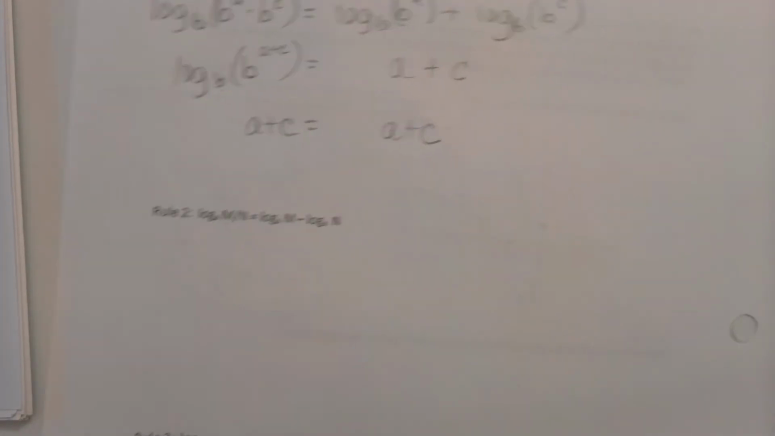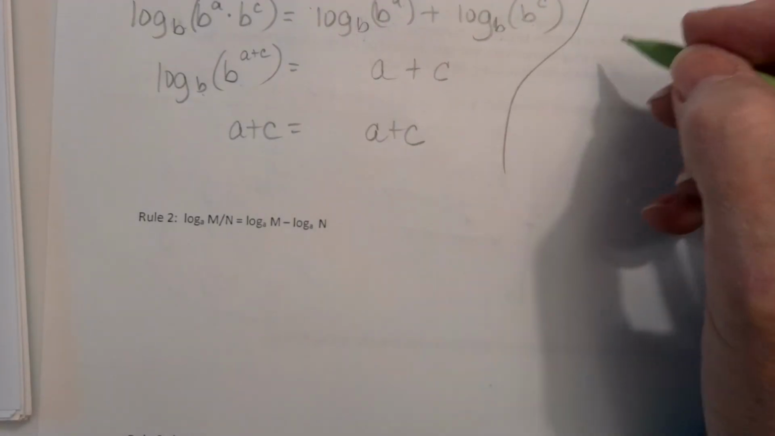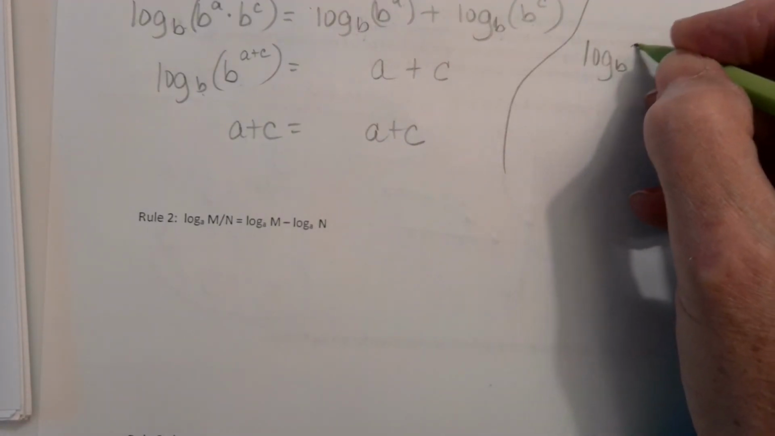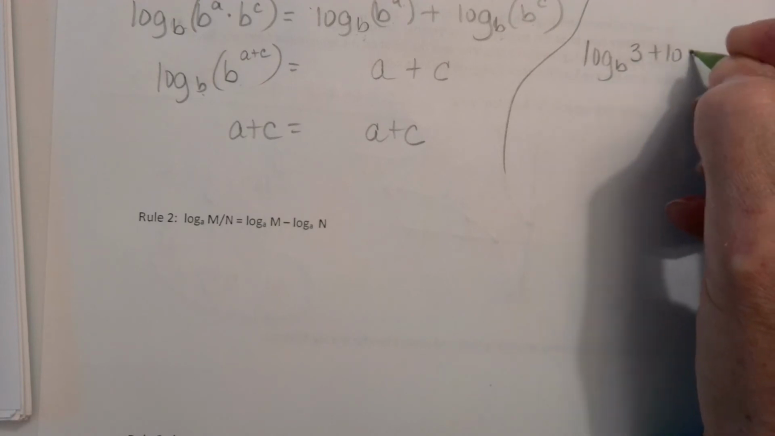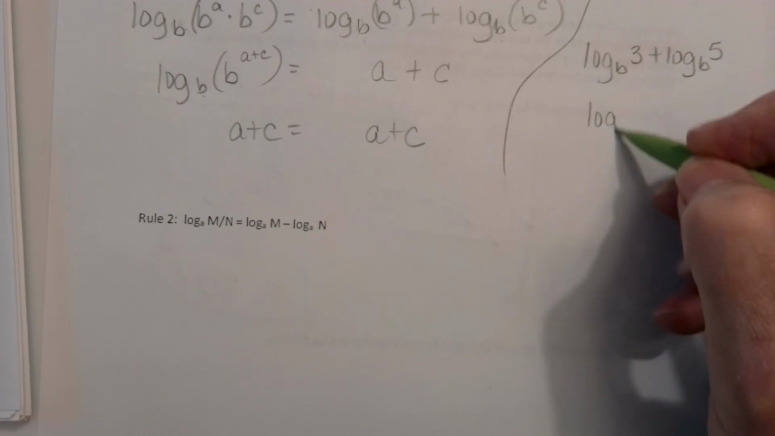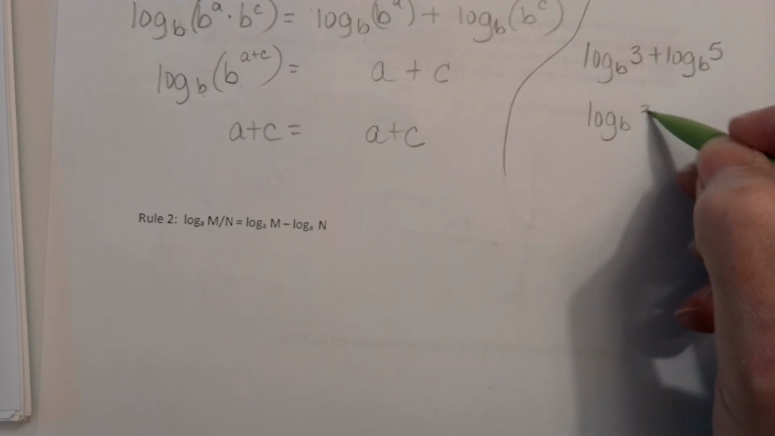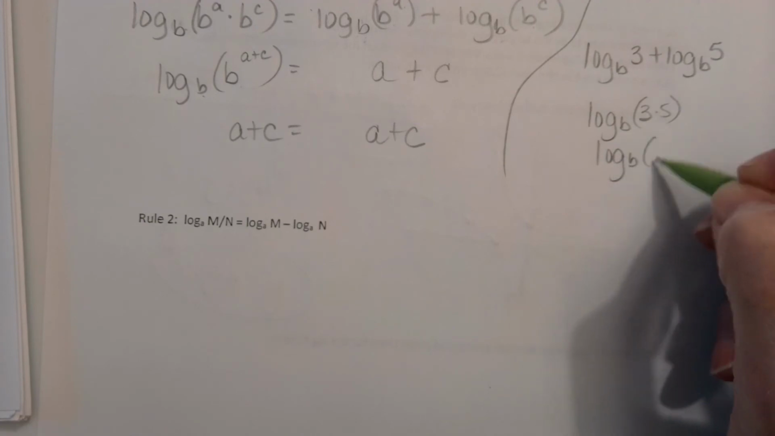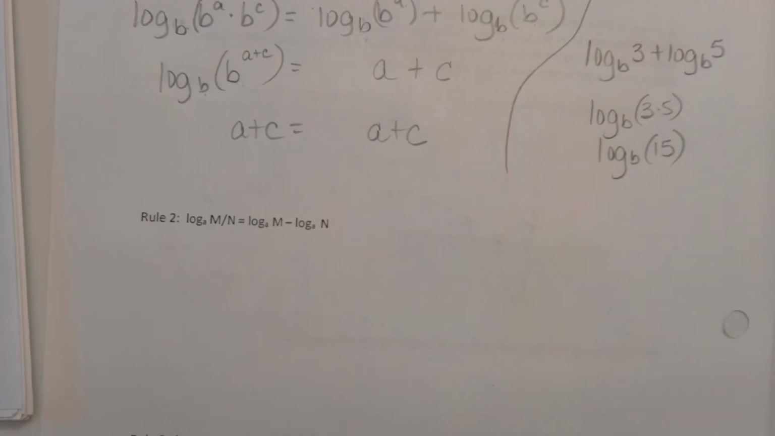Now, how do you use that? Your problems might look like log base b of 3 plus log base b of 5. What is that equal to? It's log base b of 3 times 5, which is log base b of 15.